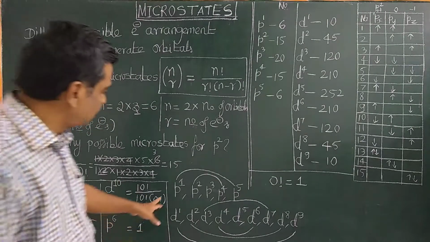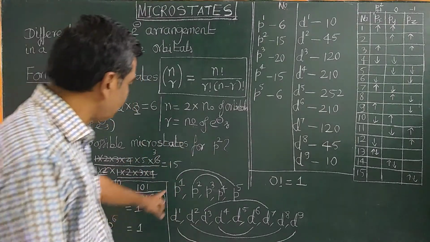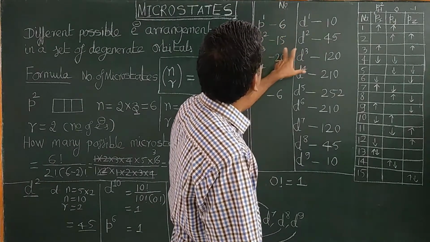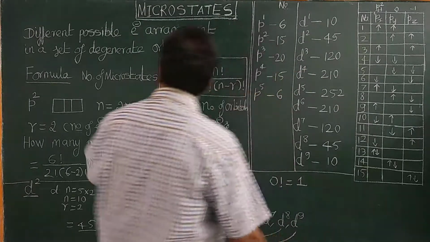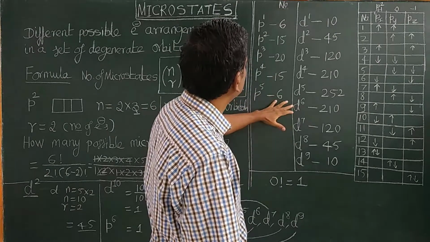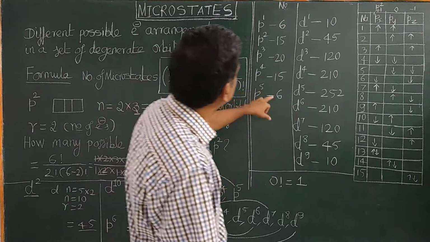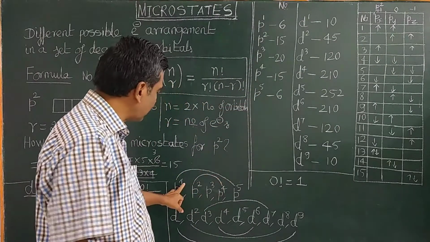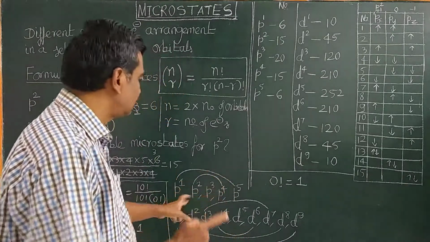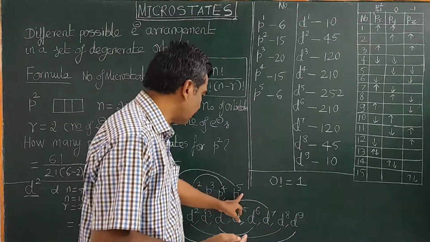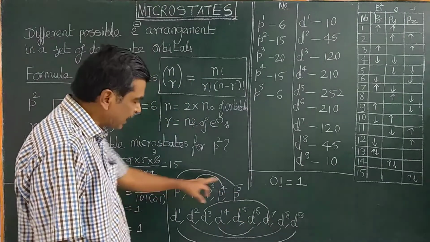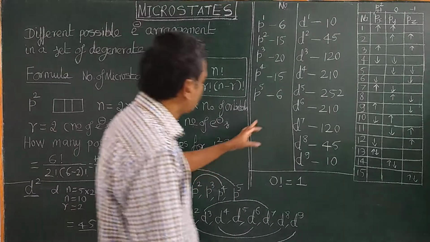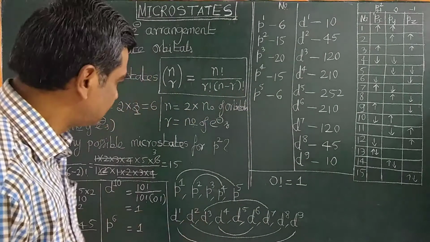Similarly, you may also calculate how many microstates for P1, P2, P3, P4, P5, and so on. I have shown here P1 6, P2 15, P3 20, P4 15, and by using the formula you can calculate P5 as 6. P1 and P5 are the same. P1 has only one electron, while P5 has only one hole, which is considered as a hole in this case. Therefore, they have the same number of energy states and the same number of microstates.